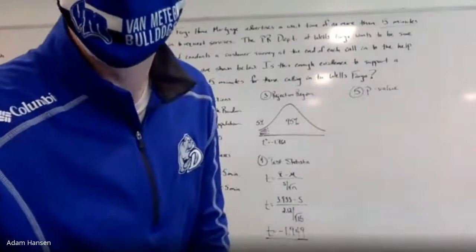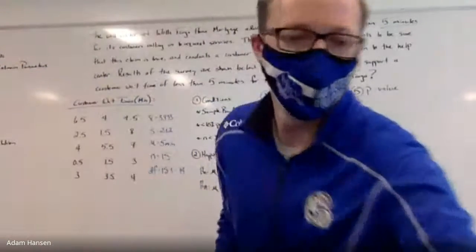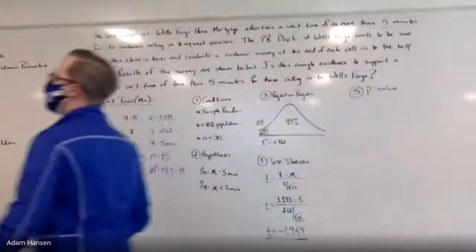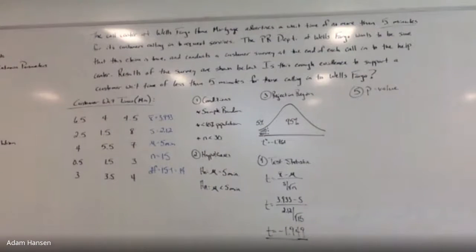On your t-table, I know I had a one-tail hypothesis test with 14 degrees of freedom. I'm going to be using this row to kind of estimate what my p-value might be.